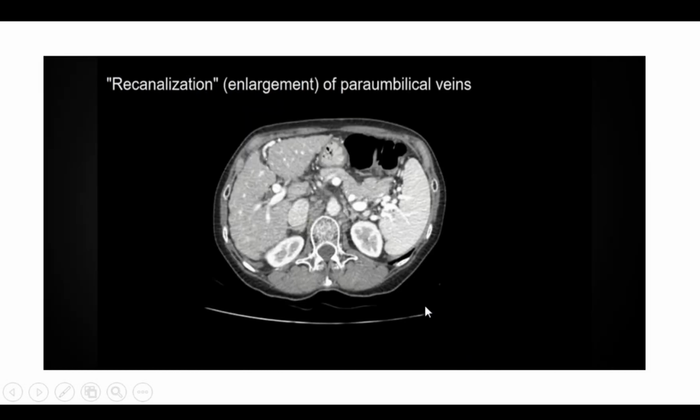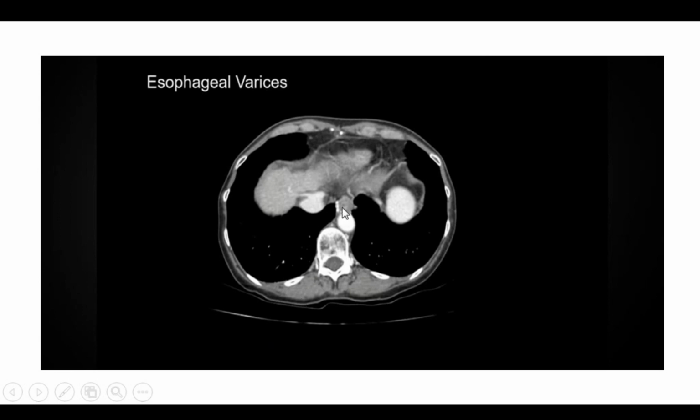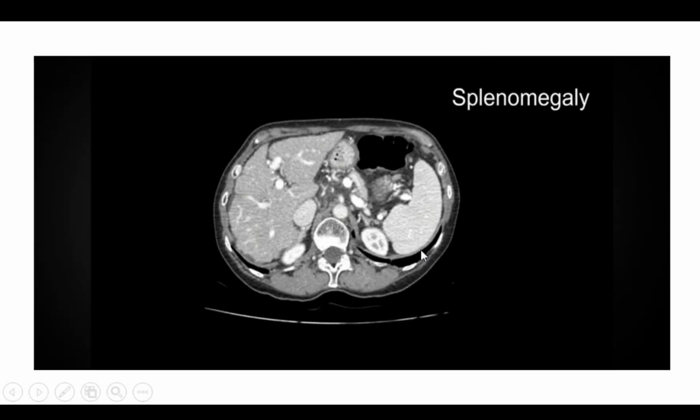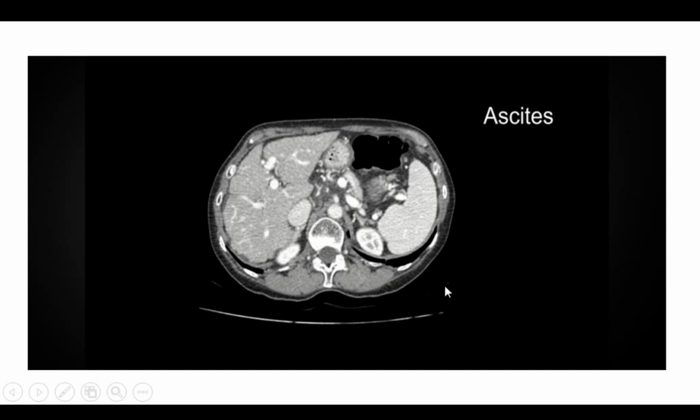Here also, as we talked about, the recanalization of the paraumbilical veins. Esophageal varices are a collateral formation due to portal hypertension. Gastric varices also: you can see these vessels in the stomach and here. These are gastric varices. There's nodularity also, a cirrhotic liver, of course. Here we have splenomegaly. Okay, ascites, some ascites here.